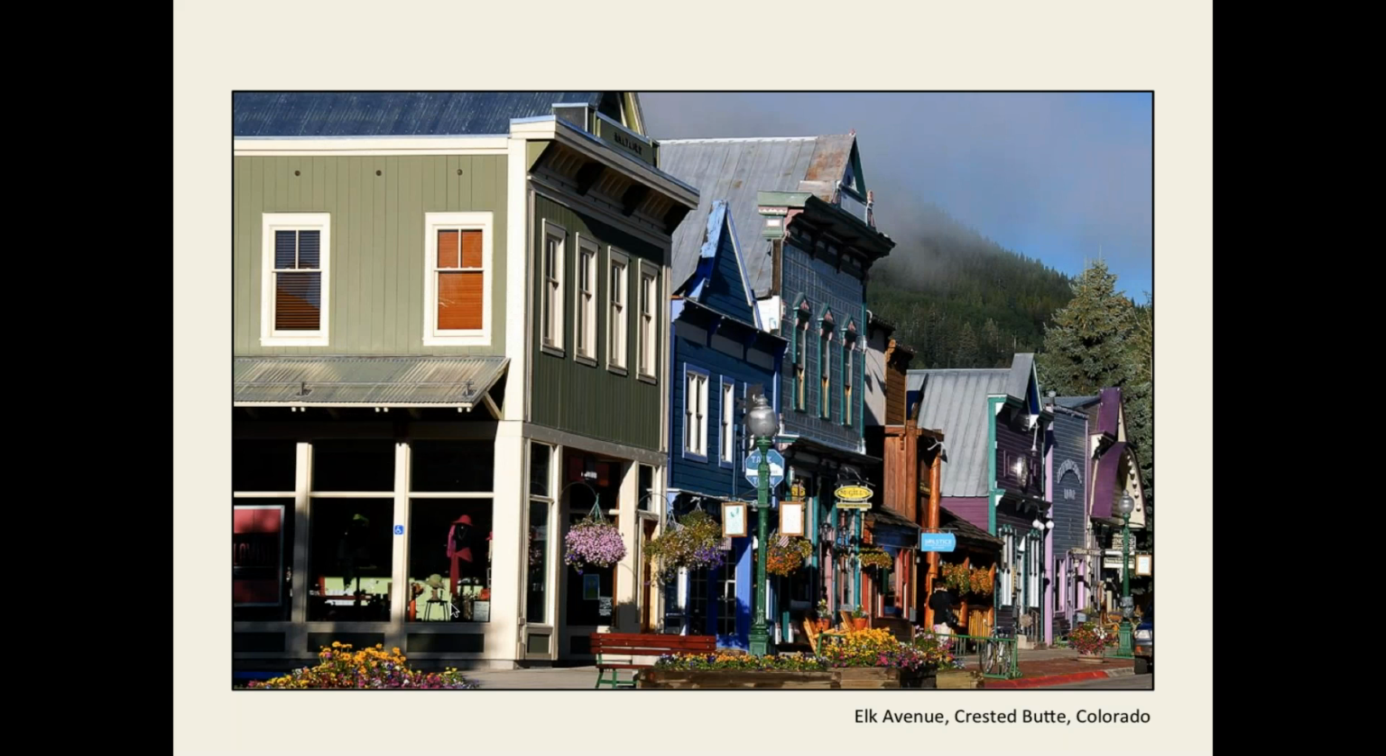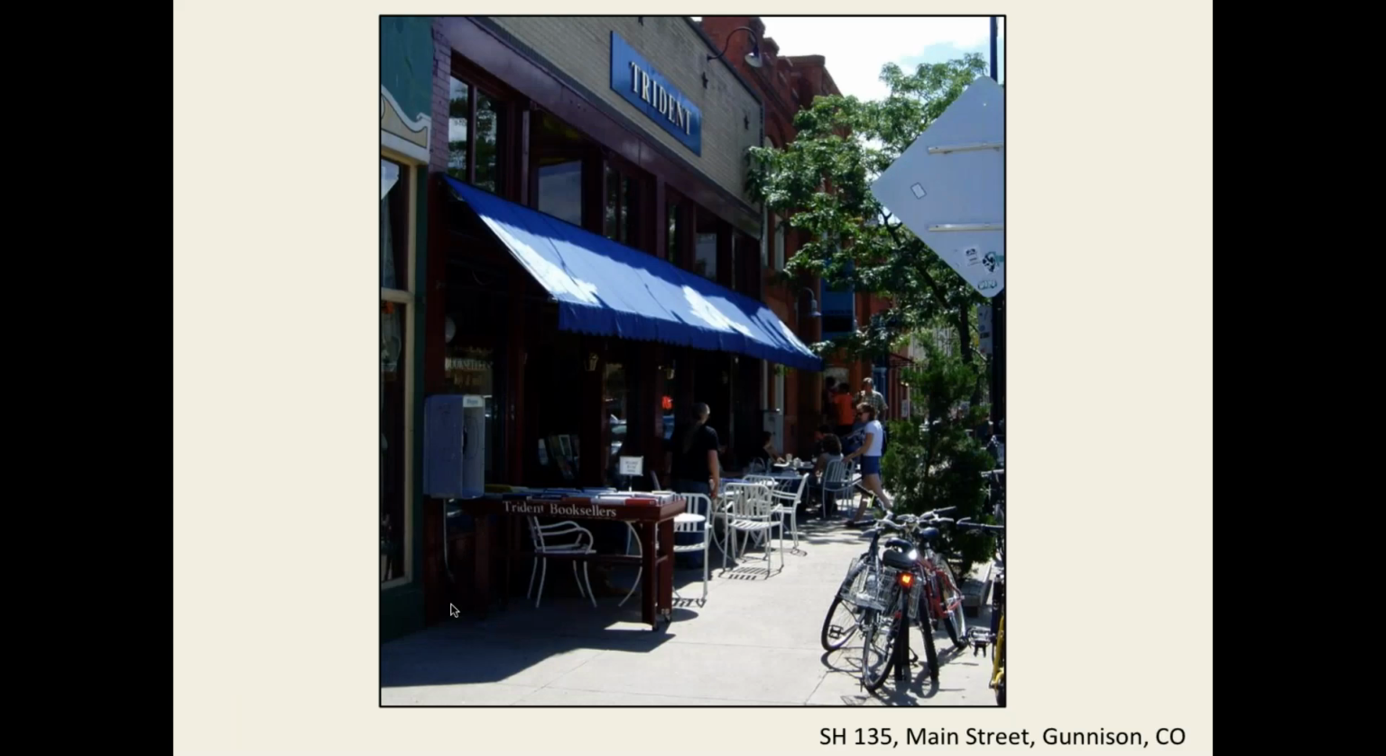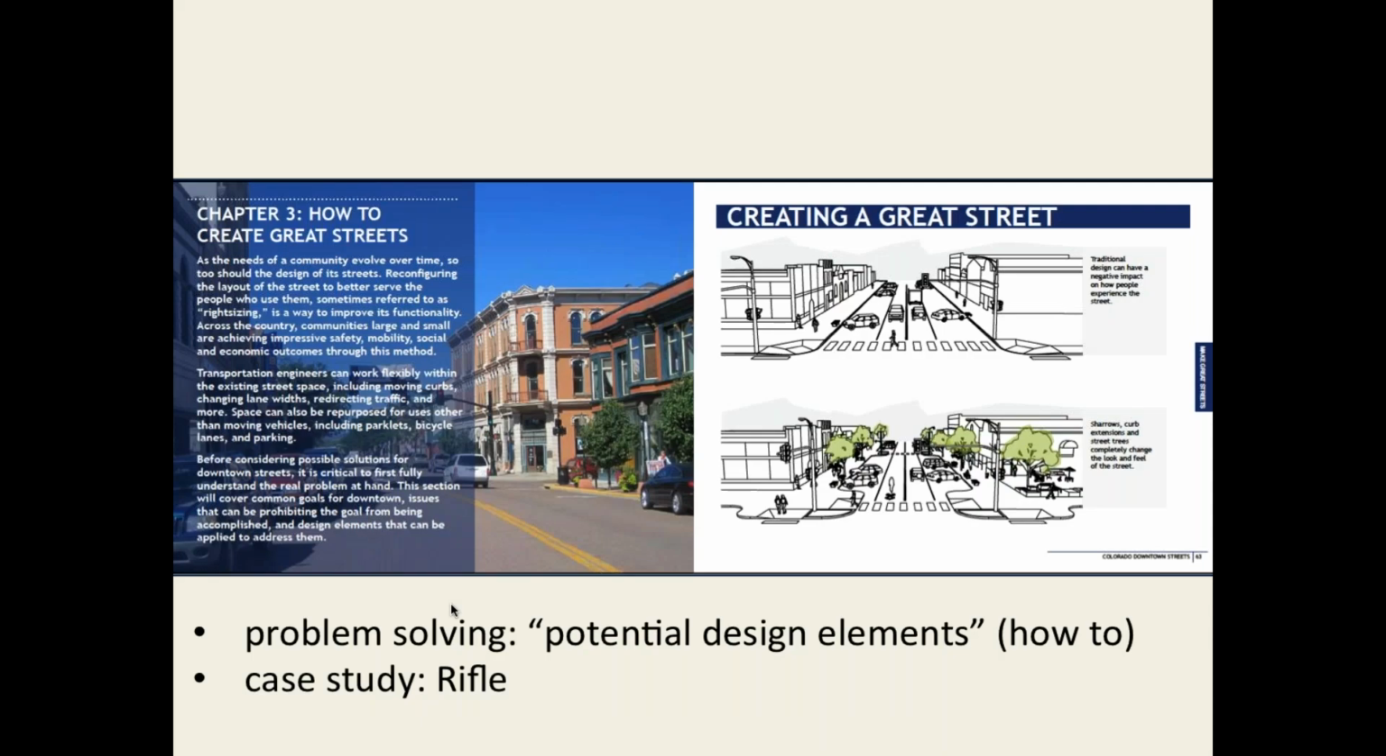Elk Avenue and Crescent Butte, these small Victorian buildings, West Pearl and Boulder with the sort of complex, messy street, very encouraging to pedestrians. So the buildings matter too. And then we have a couple more chapters.